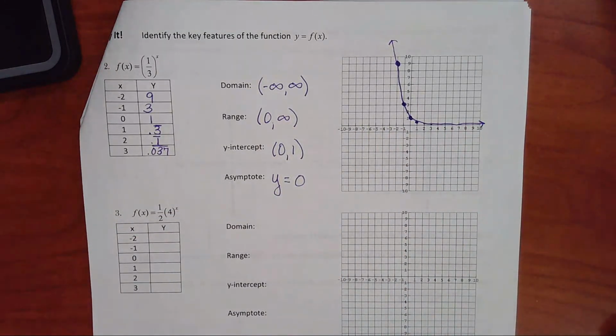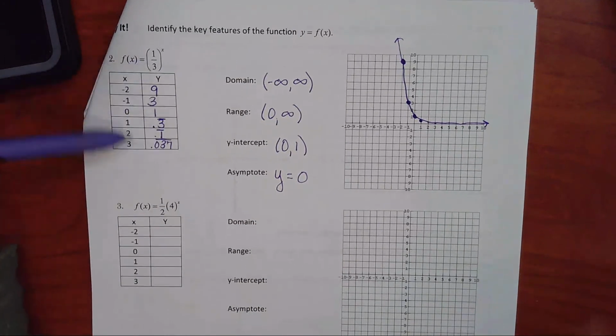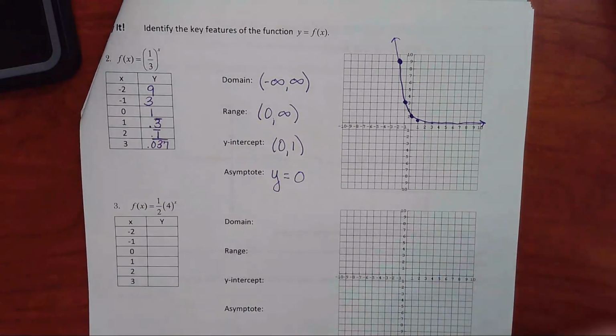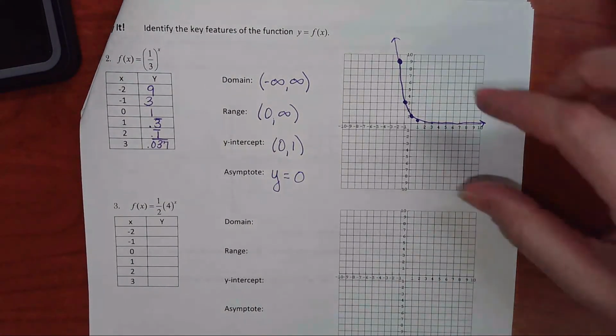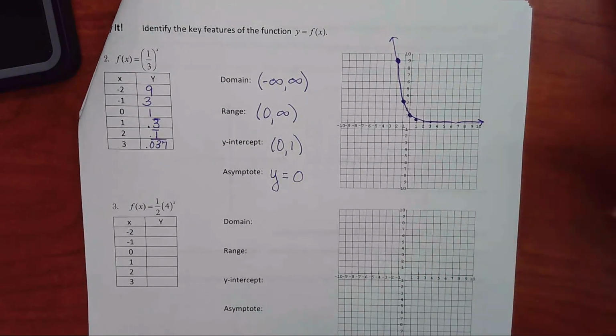So today what you're going to do is fill in tables, and fill in domain, range, y-intercepts, and asymptotes. I would recommend sketching these graphs out to help you with those intercepts and those ranges. Any questions, we will be coming back to this tomorrow, but also don't hesitate to reach out.